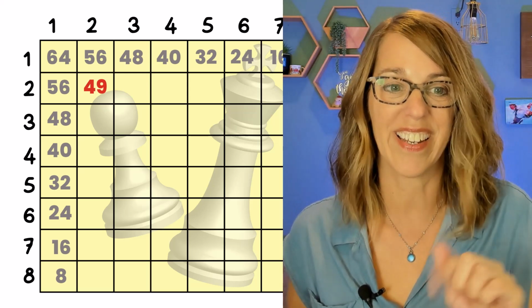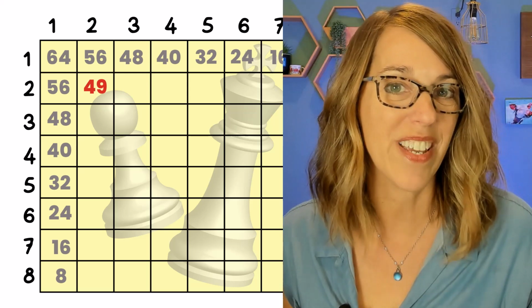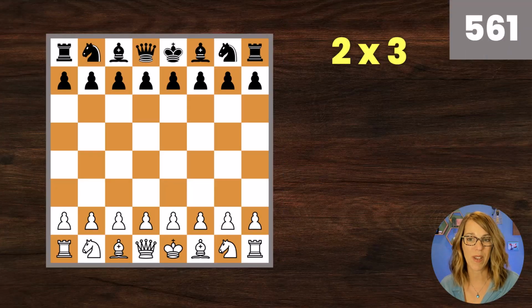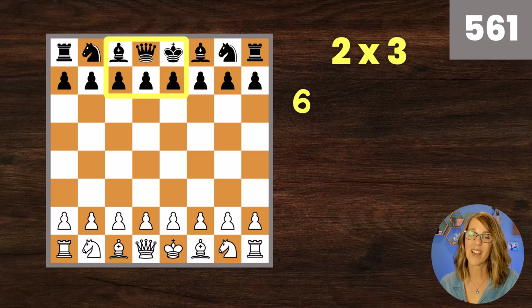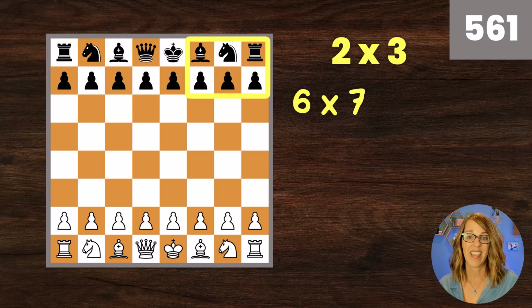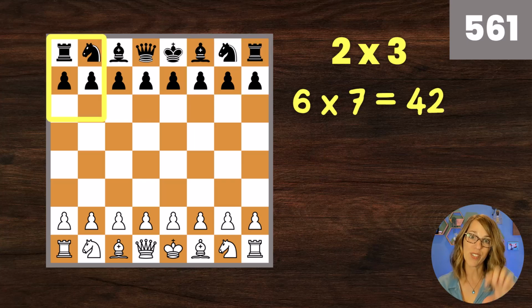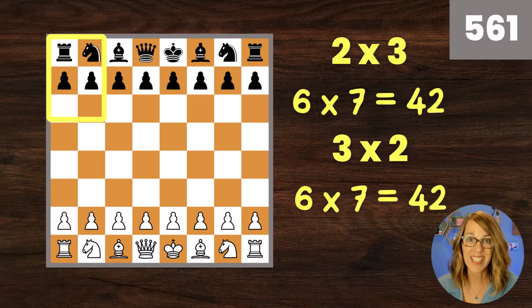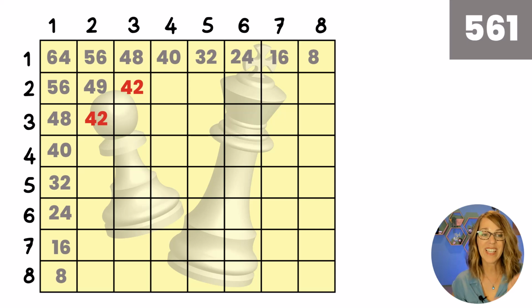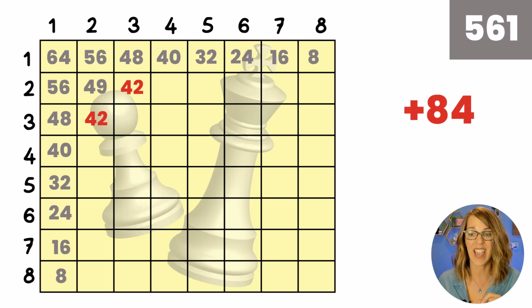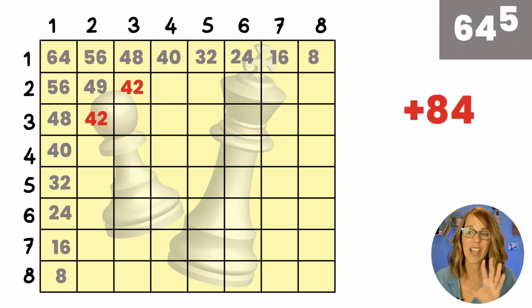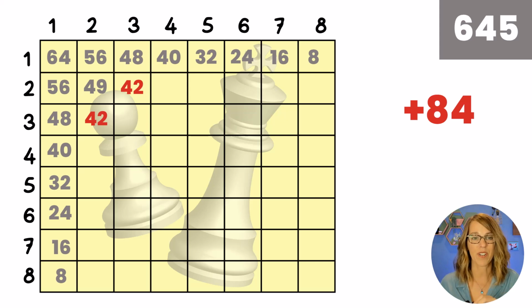56 to 49. Let's do the 2x3 next. Okay, so for 2x3s, I can fit 6 of those across. And again, I've got 7 rows that I can fill going down, giving me 42. The 3x2s turned on their side are going to give me the same number, 42. Let's go ahead and put 42 into our grid. That's going to add 84 to our total, and we've got 645.